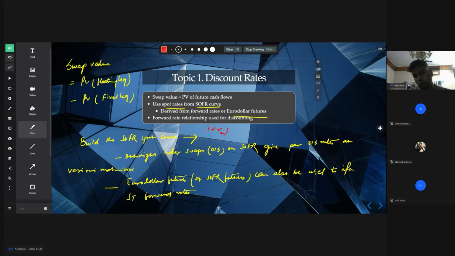R2 is given as, let's say, T2 is equal to 1 plus R1 T1, 1 plus F.